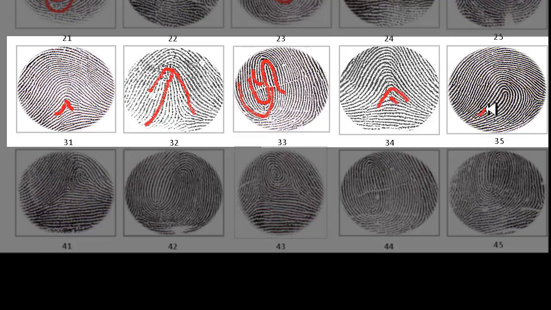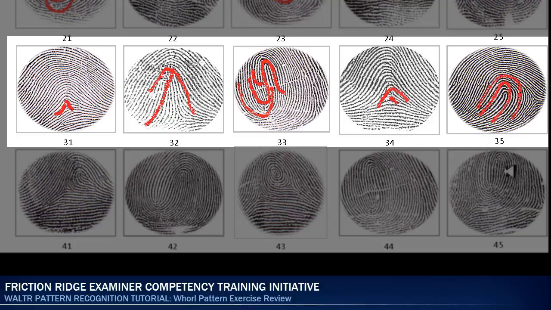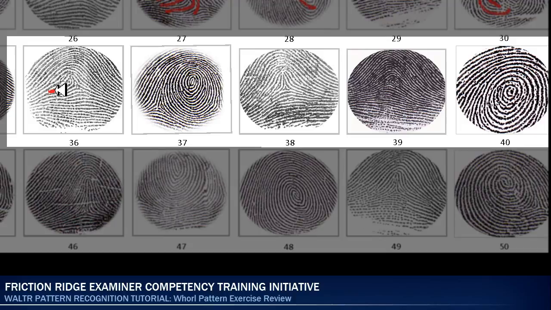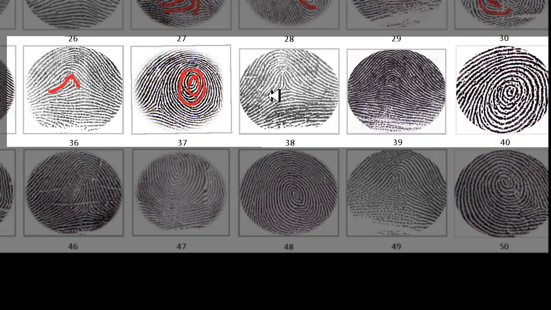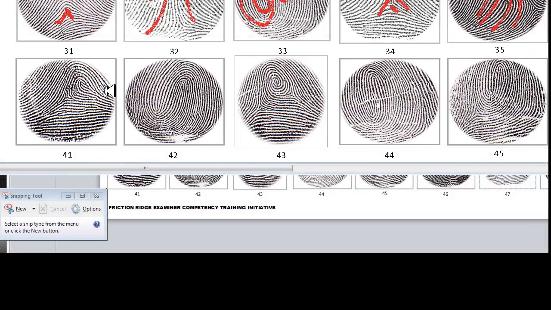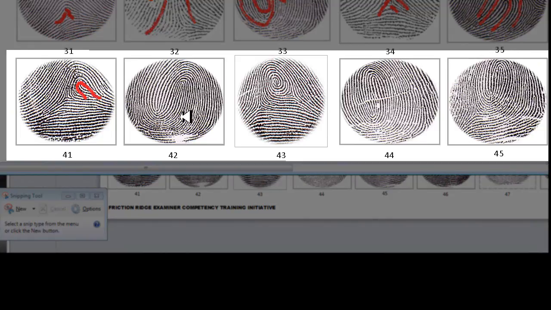Tented arch, loop. Tent, whorl, tent, plain arch, whorl, this is a loop, this is a whorl, this is a whorl, this is a loop. I mean, a correction, whorl. This is another whorl.